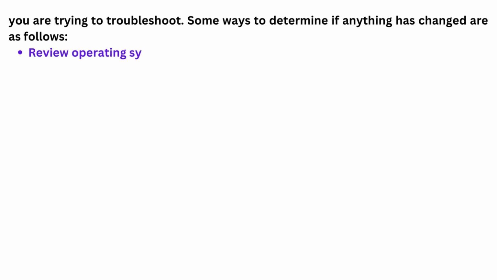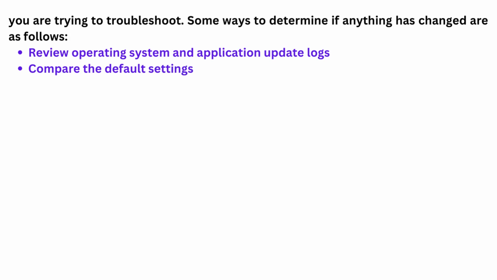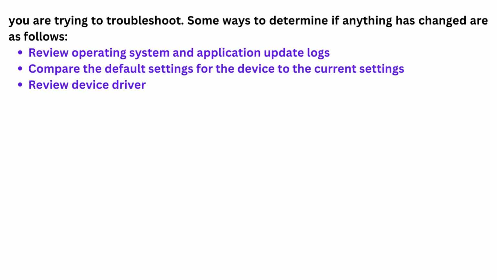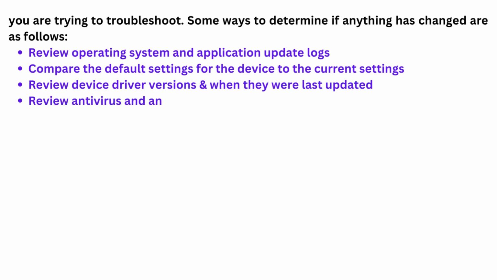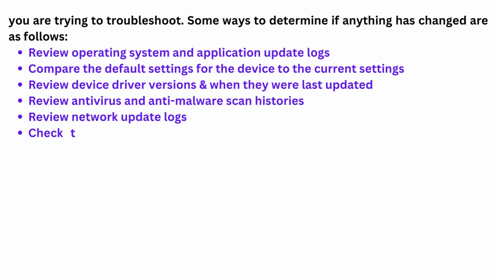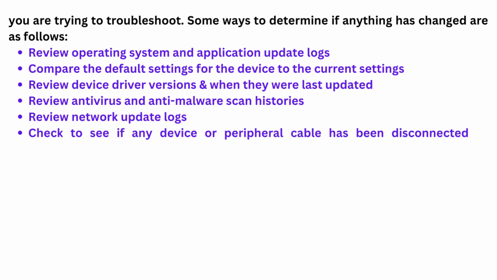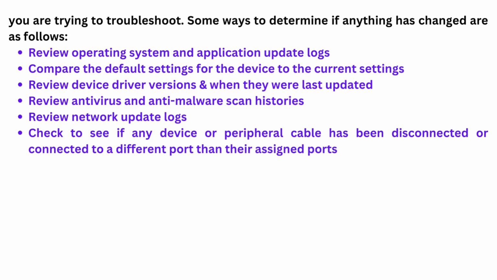Review operating system and application update logs. Compare the default settings for the device to the current settings. Review device driver versions and when they were last updated. Review antivirus and anti-malware scan histories. Review network update logs. Check to see if any device or peripheral cable has been disconnected or connected to a different port than their assigned ports. Check IT department records of system hardware upgrades.